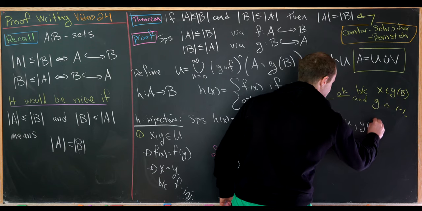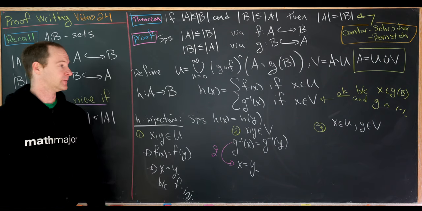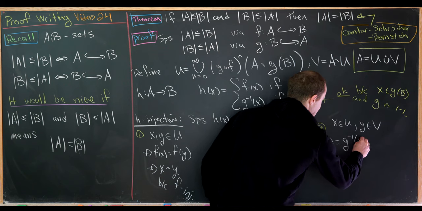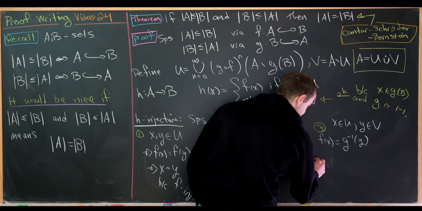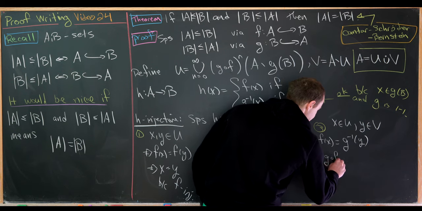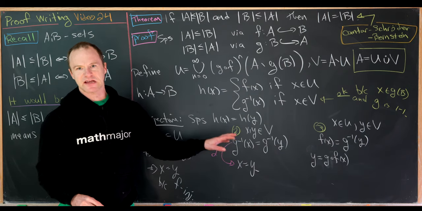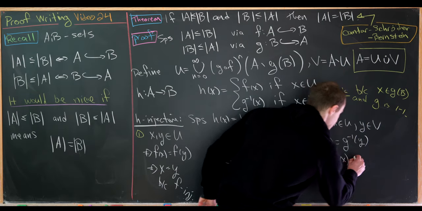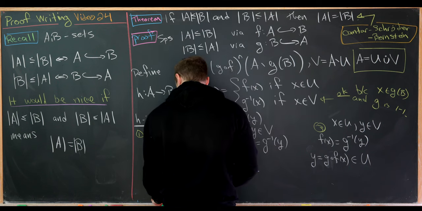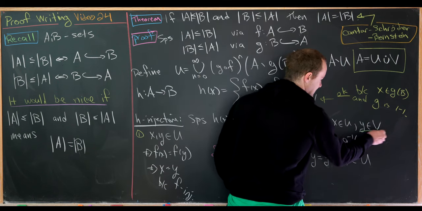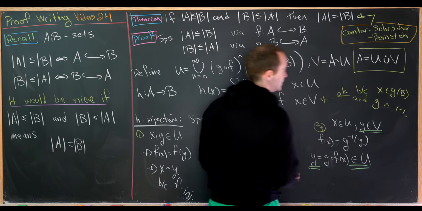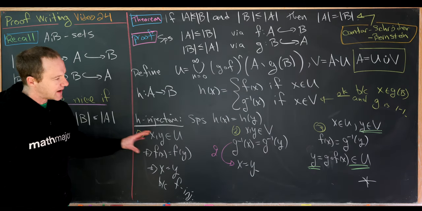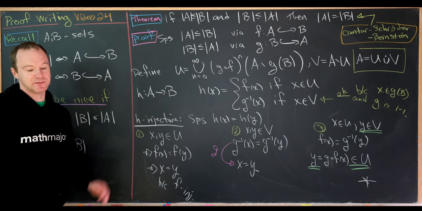Okay, so that brings us to our third case, which is what happens if X is in U and Y is in V. So they come from different sets. Well, that means that F of X equals G inverse of Y. But now applying G to both sides, we'll get Y equals G of F of X. But notice everything of the form G of F of X is inside of U by the definition of U. So this is in U. But that's a contradiction because we have simultaneously Y is in V and Y is in U, but those are disjoint sets, so that's impossible. So like I said, that gives us a contradiction. So based on the analysis of these three cases, H must be injective.